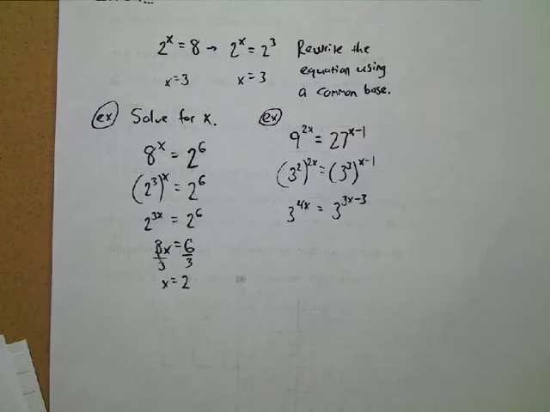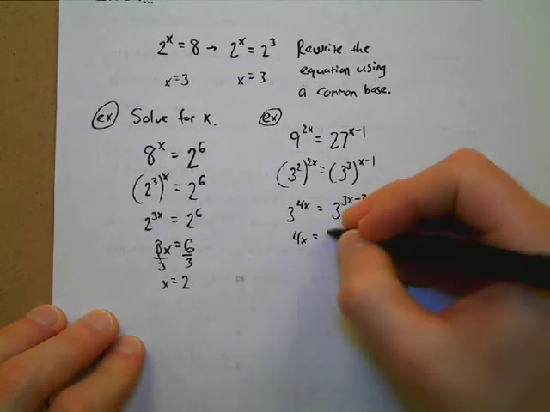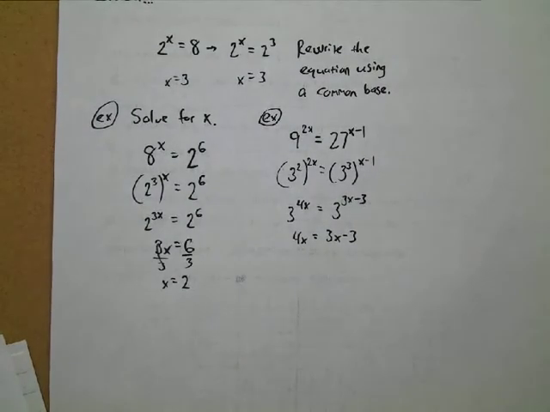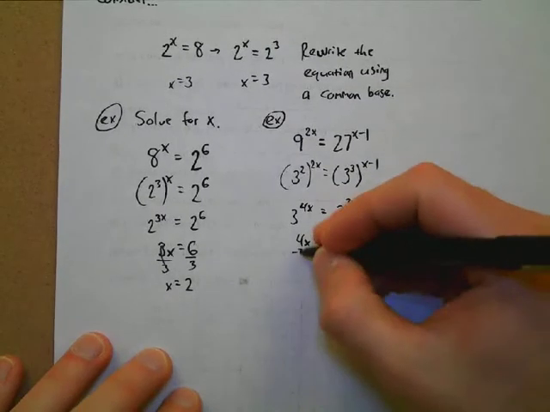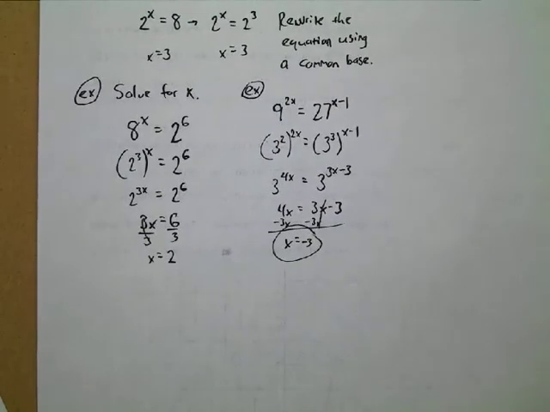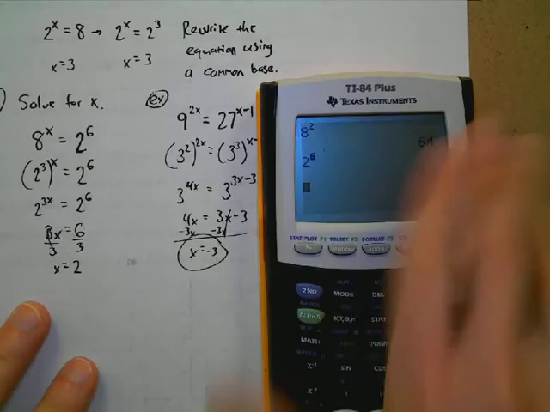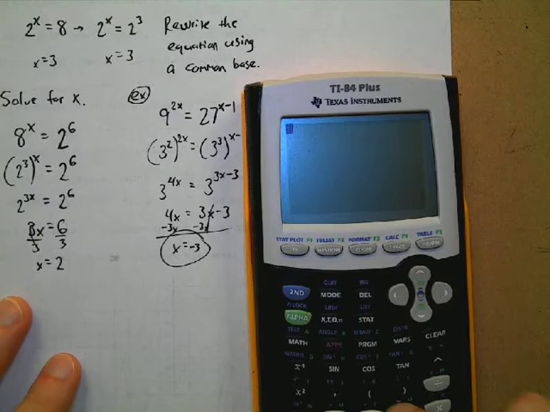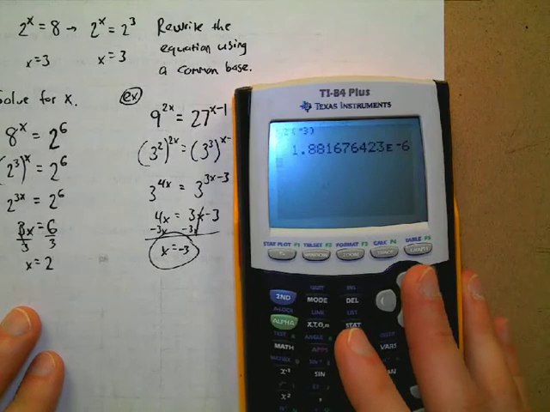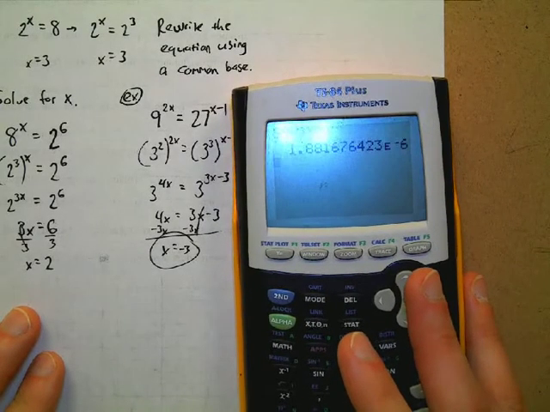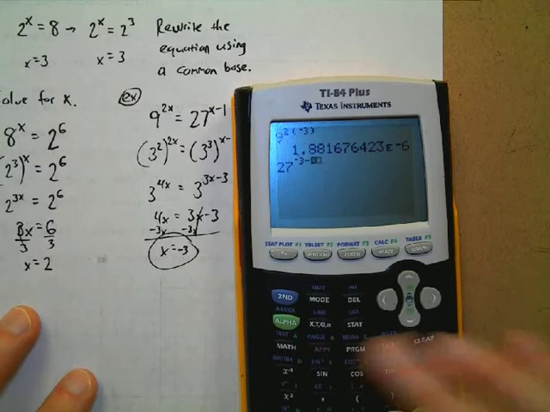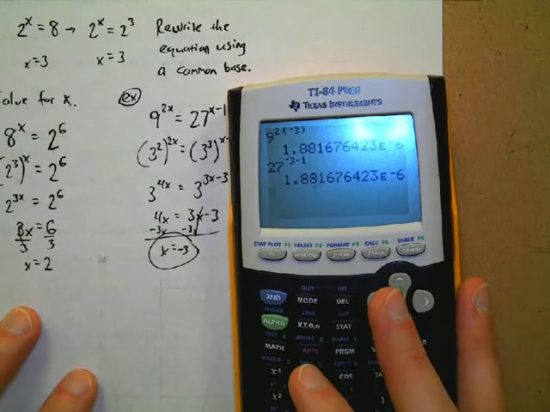All right. Common base. Now we can set our exponents equal. 4x equals 3x minus 3. Solve the equation. What should I do for my next step here? Subtract 3x on both sides. Okay, I get x equals negative 3. There's my answer. Okay? Now if you don't believe me, let's check: 9 to the 2 times negative 3. I put negative 3 in for x, I get 1.8816 e negative 6. Okay, and we'll do 27 to the negative 3 minus 1. And look at that. Same decimal. Same decimal, right?